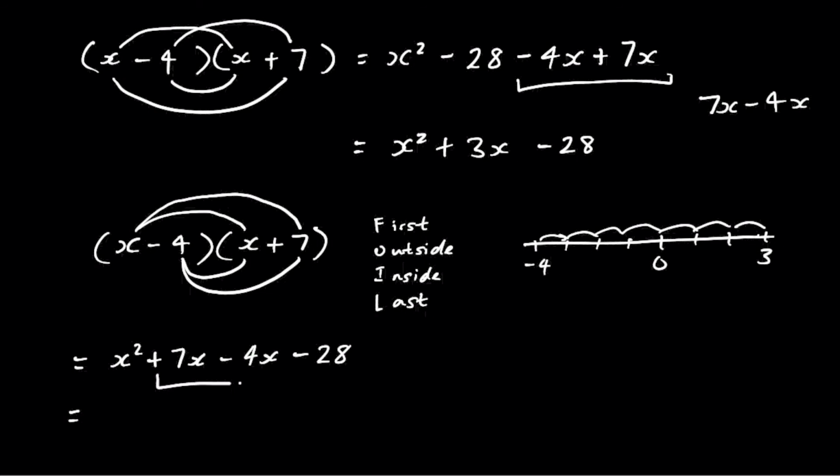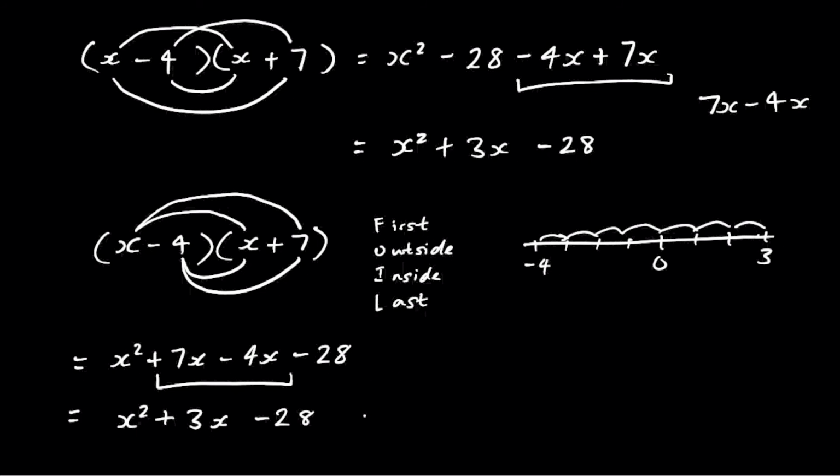Again, we're just going to simplify our x terms, okay, these parts in the middle. So the x squared is going to stay the same. There's nothing we can do with that. And the -28 is going to stay the same. There's nothing we can do with that. And we're just going to have 7x minus 4x, which, as we've seen, gives us positive 3x.